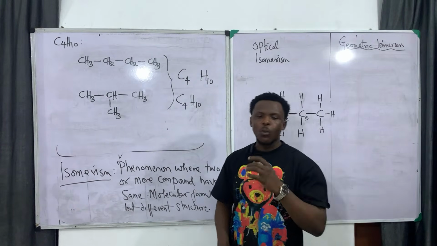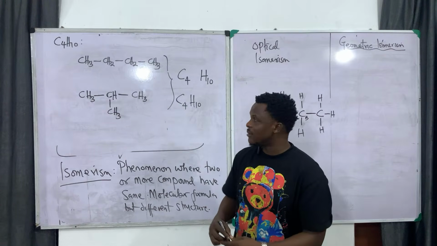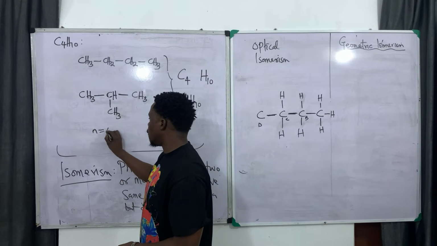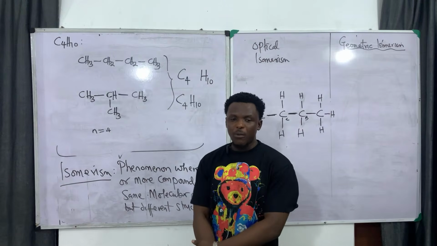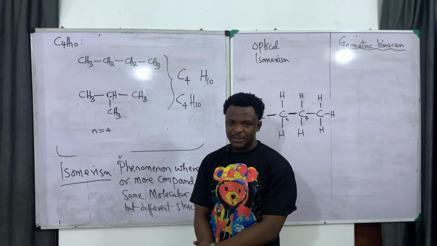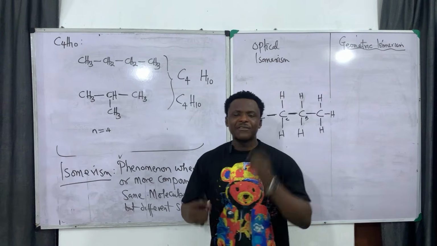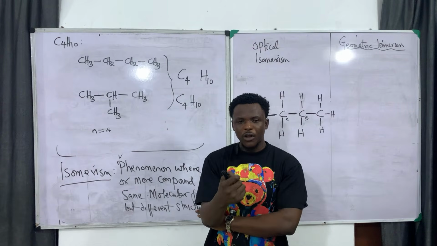Somebody asked, what is the minimum number of carbon that can have an isomer? The minimum is 4. Minimum is n equals 4 for alkanes.